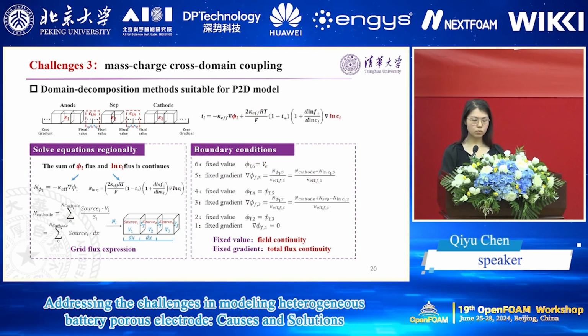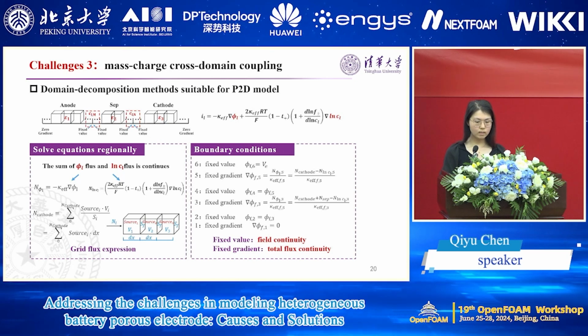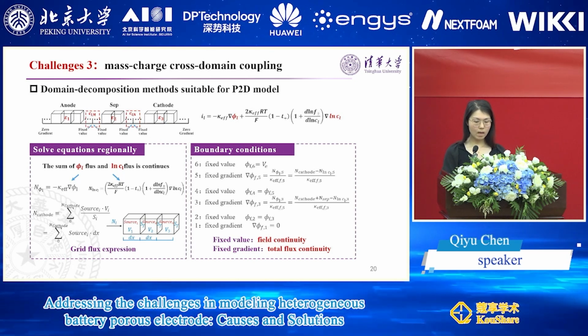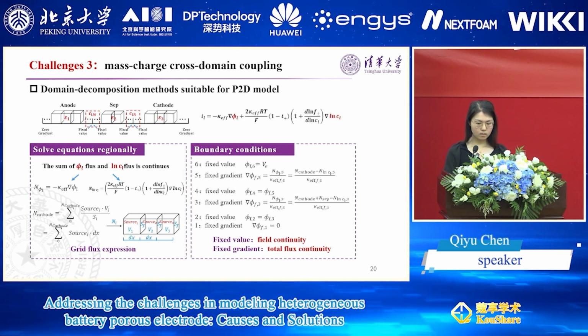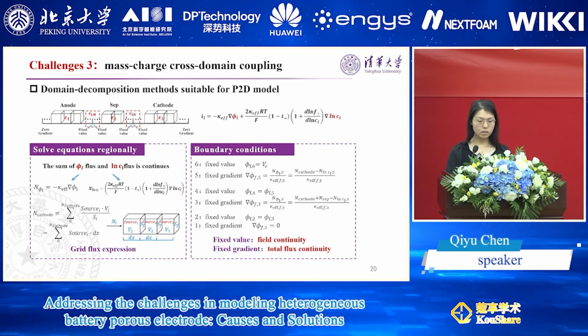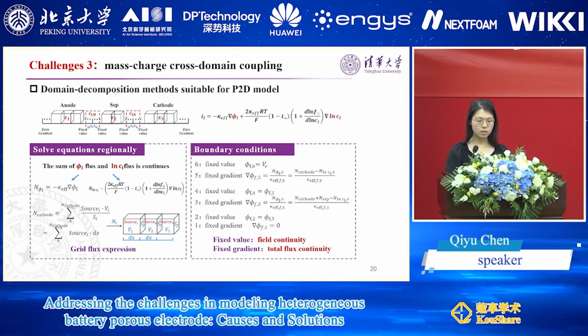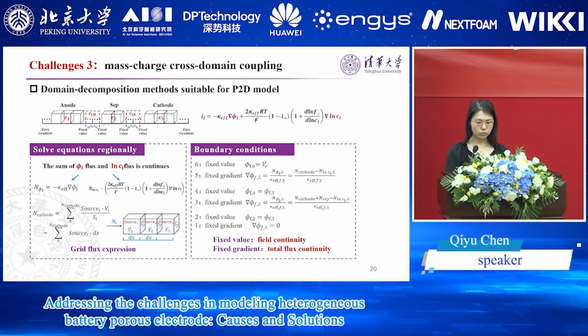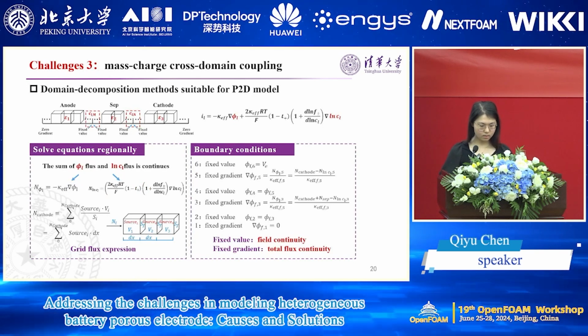In the pseudo two-dimensional model, we employ a method similar to that for the liquid phase lithium-ion concentration equation. Specifically, this equation is solved independently in each region, with distinct gradient boundary conditions and parameters defined separately, to ensure the composite flux continuity.